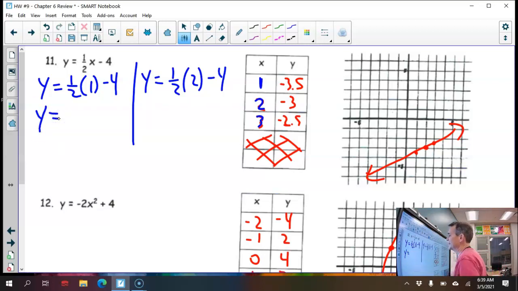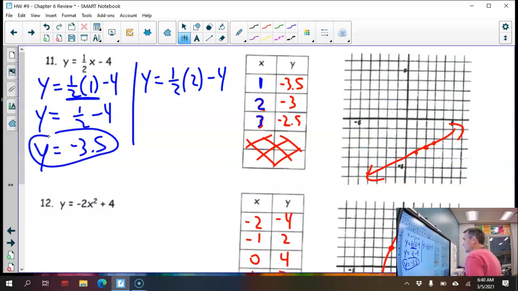So this one is easy to solve for y. You just need to do the arithmetic. 1/2 times 1 is 1/2. And then 1/2 minus 4 is negative 3.5. So when x equals 1, the y value you get is negative 3.5.